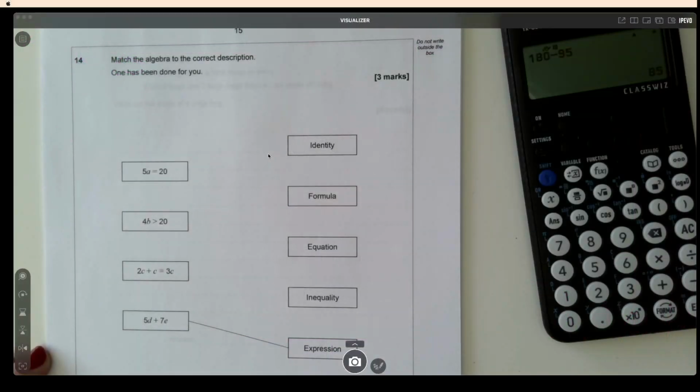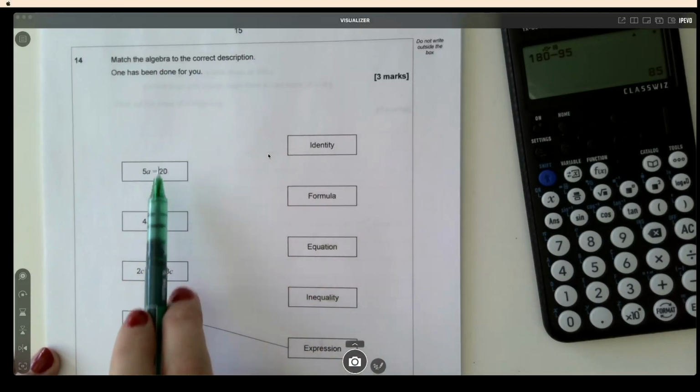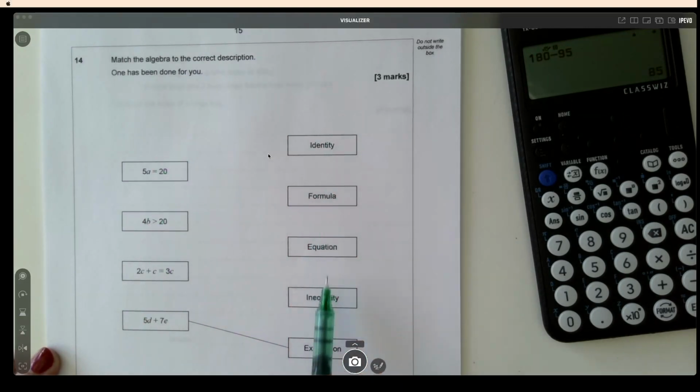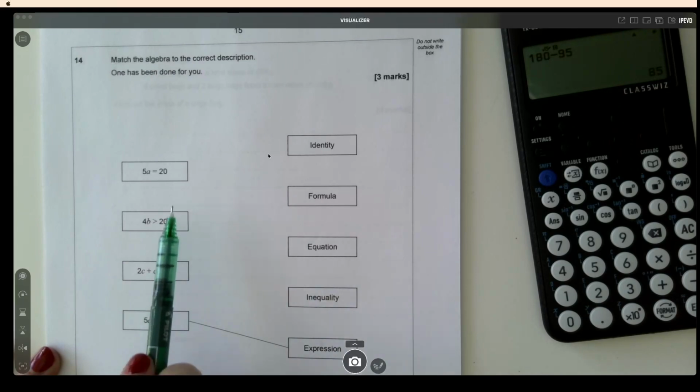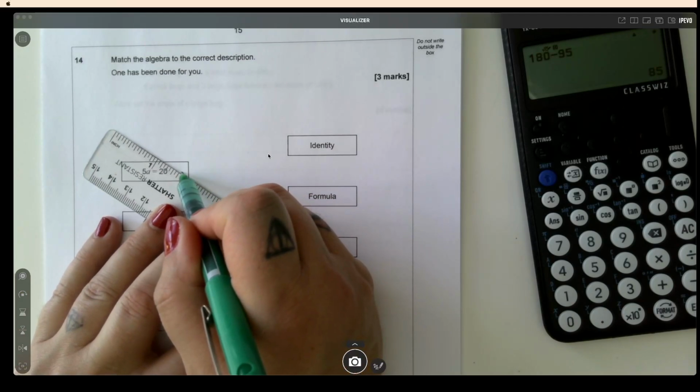Question 14. Match the algebra to the correct description. One has been done for you. So these are the algebra statements, and here are the descriptions. 5D add 7E has been matched to an expression. So this is an expression, not an equation. An equation would have an equal sign, which will make life a little bit easier for us when matching. The equation word goes not here, because that's not an equal sign, that's an identical to sign. This one is an equal sign, so that is an equation, so let's match that up straight away.